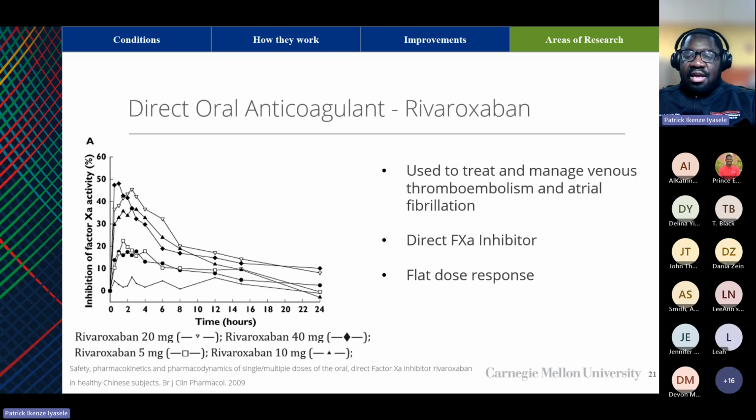If you look at this graph to the left, it shows the factor 10A inhibition effect over time due to different doses of rivaroxaban. The black triangles in this graph are a 10 milligram dose. The white triangles are a 20 milligram dose, and the black diamonds are a 40 milligram dose. Even though there is a doubling and even quadrupling of the dosage, the inhibition effect is still very similar. A double dose does not have a double inhibition effect. This makes rivaroxaban useful as you would not need to adjust the dose nearly as much as heparin to account for age, weight, gender, or the health of the patient.